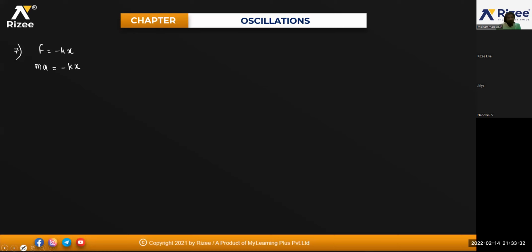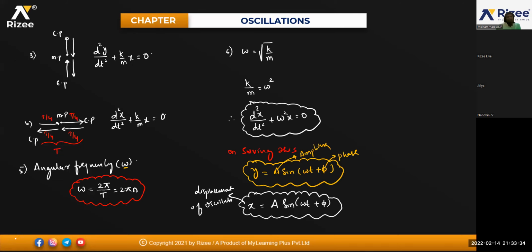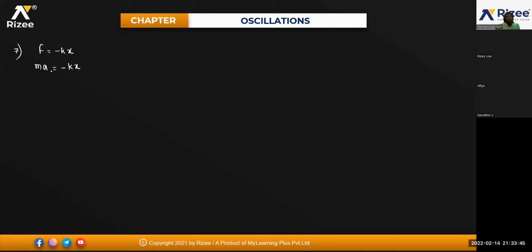See, k by m is nothing but omega square. So here also I can write acceleration a equals minus k by m into x. Clear? K is nothing but some constant there.